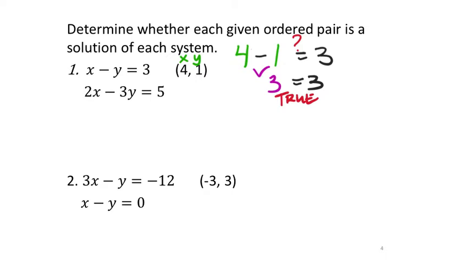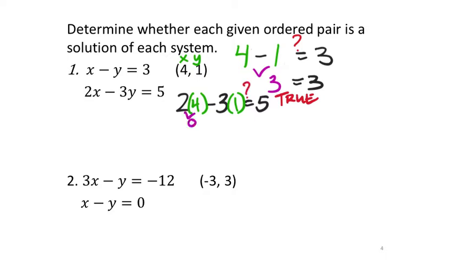Since that one's true, that's good. That means that at least this ordered pair is on the line if you were to graph that first equation. But we need to check the second one, which is 2x minus 3y equals 5. Once again, we replace the two letters, x and y, with their corresponding values. The x is 4 and the y value is 1, and we're just checking to see if this is true.